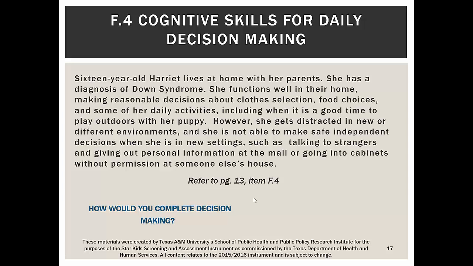Let's take a look at the first example. 16-year-old Harriet lives at home with her parents. She has a diagnosis of Down syndrome. She functions well in their home, making reasonable decisions about clothes selection, food choices, and some of her daily activities, including when it's a good time to play outdoors with her puppy. However, she gets distracted in new or different environments, and she's not able to make safe and independent decisions when she's in new settings, such as talking to strangers and giving out personal information at the mall, or going into cabinets without permission at someone else's home. So if we refer to item F4, how would you complete this decision-making question?